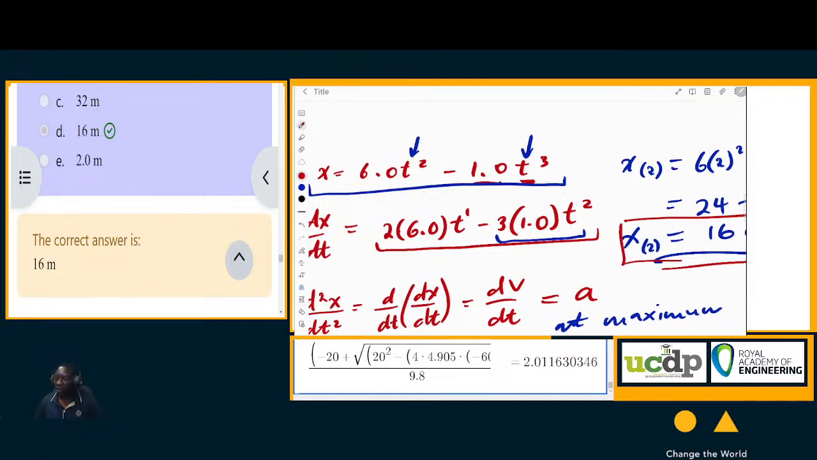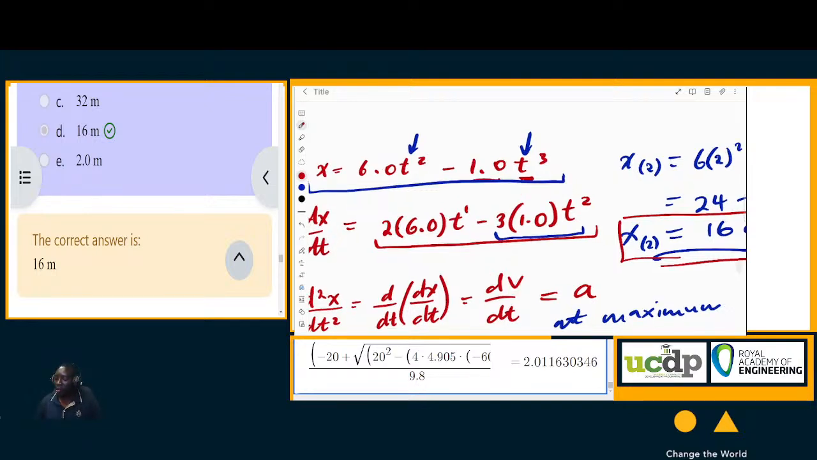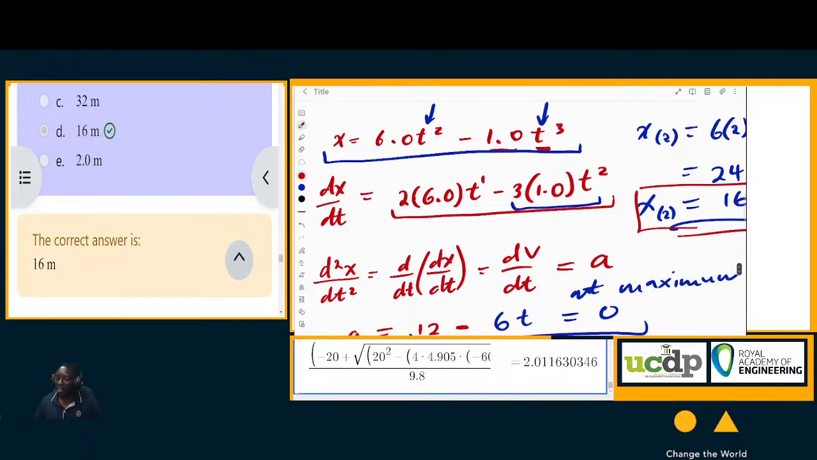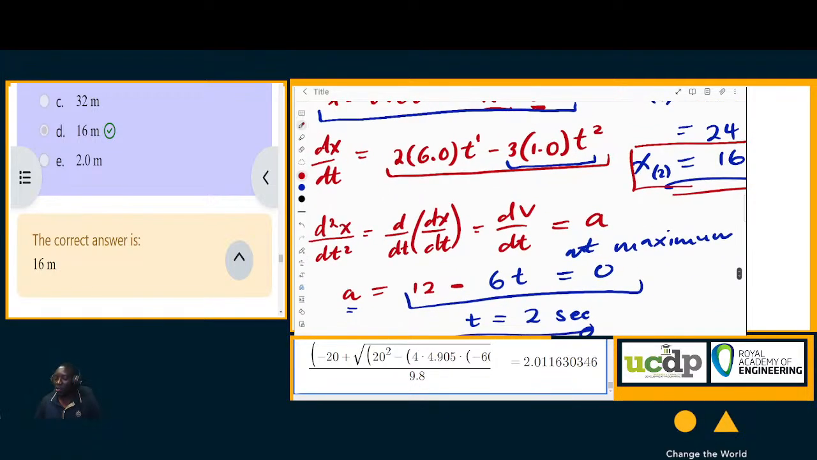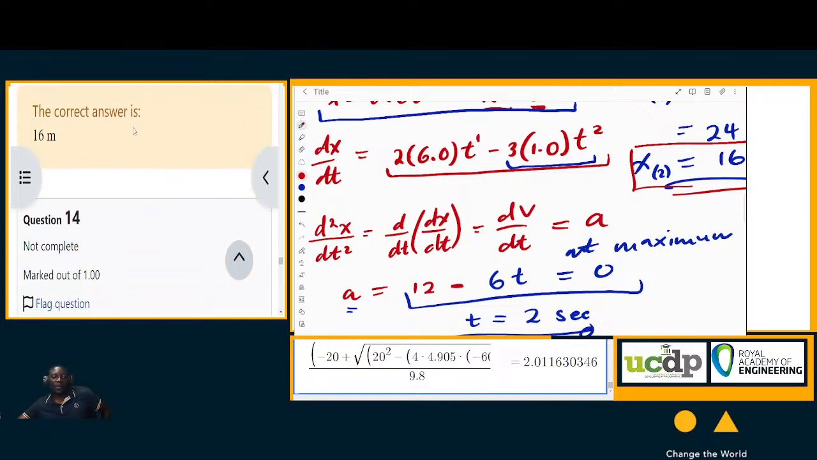But the condition for maximum velocity requires that there is no acceleration, because if we're at a maximum, there's no change. So having differentiated the velocity term, we get the term for acceleration, which only has one t. Knowing our acceleration should be 0 at that point in time, we find what t is and plug it back into the equation. We know x is 16. That's the procedure. Are you happy?